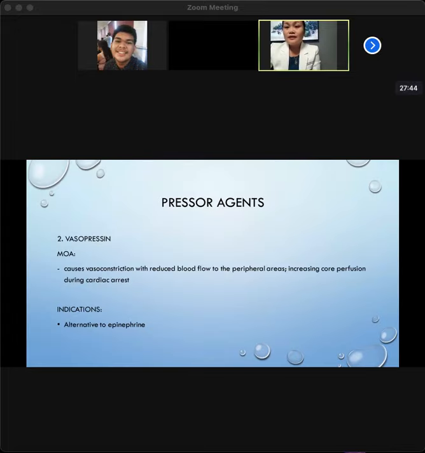Okay, the next one is vasopressin. The MOA of vasopressin: it causes vasoconstriction with reduced blood flow to the peripheral areas, increasing core perfusion during cardiac arrest. The indication for vasopressin is that it is used as an alternative to epinephrine. Okay?